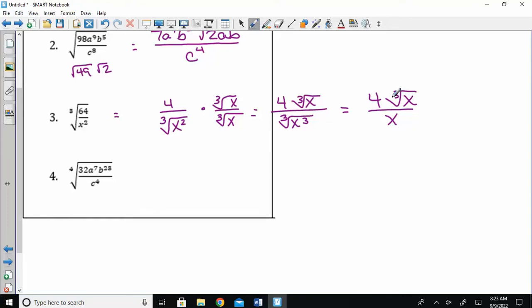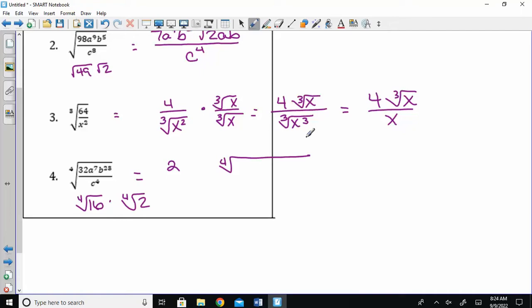Next one. 4th root of 32. So that is not one that comes out evenly. Okay, so think about things that we can do the 4th root of. Can turn it into a 16 and a 2. So the 4th root of 16 is 2, and we still have a 2 underneath.